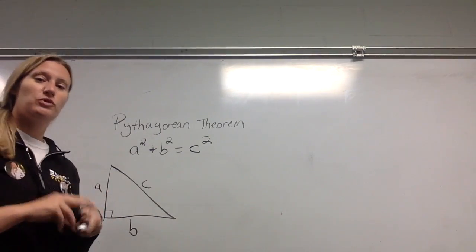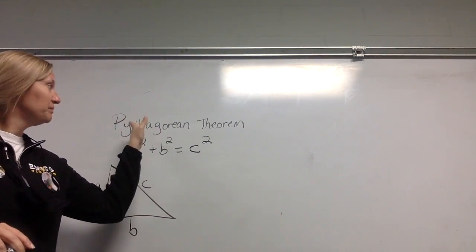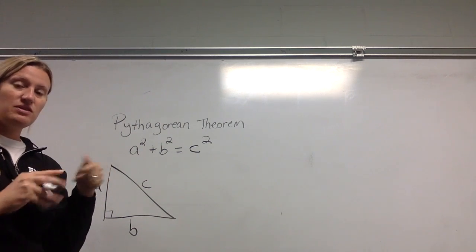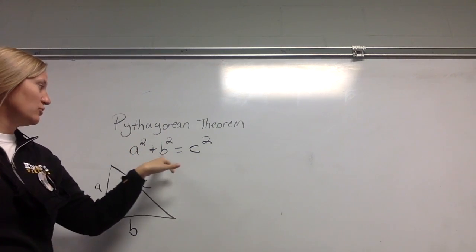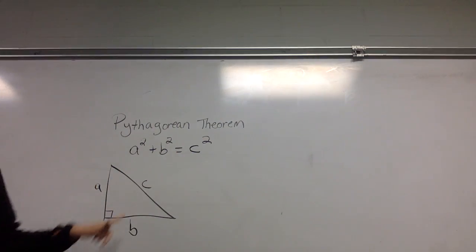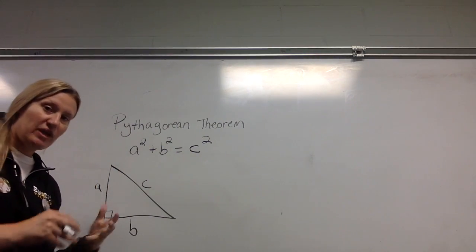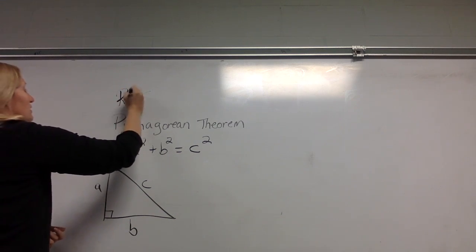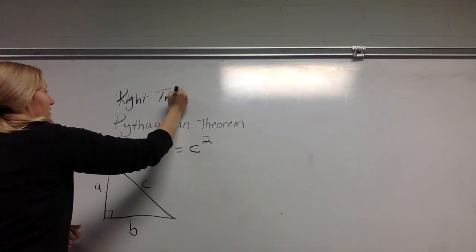Okay, so in this video, we're going to talk about the Pythagorean theorem. That is a mouthful for a pretty easy concept. The Pythagorean theorem is simply this equation, a squared plus b squared equals c squared, where a, b, and c represent the sides of a right triangle. So the Pythagorean theorem works only with right triangles.